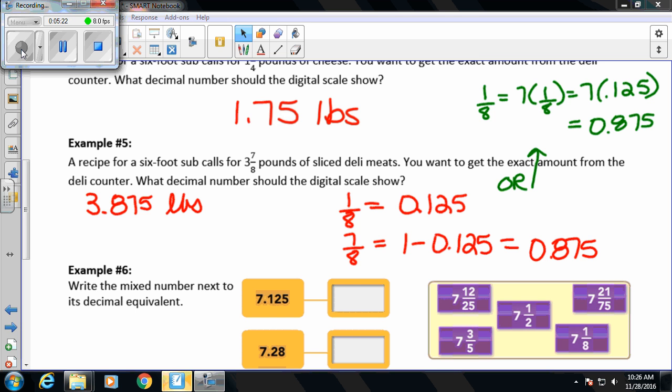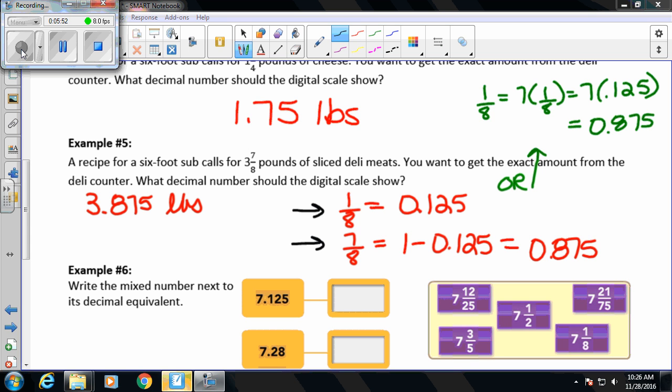Now there are 3 ways you could have taken care of 7/8, and I have 2 of them right here. The answer is 3.875 pounds. So here's what I did. I didn't do 7 divided by 8 on my calculator, which you could have done. I knew that 1/8 is the same as 0.125. So I knew 7/8 was 1 minus 1/8. So I did 1 minus 0.125, which gave me 0.875.